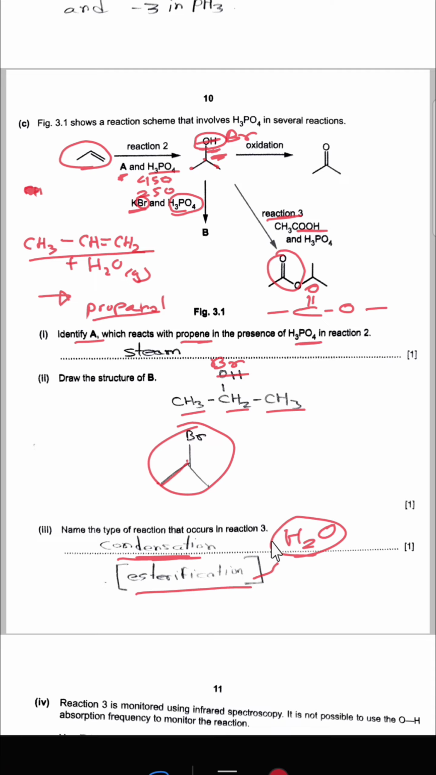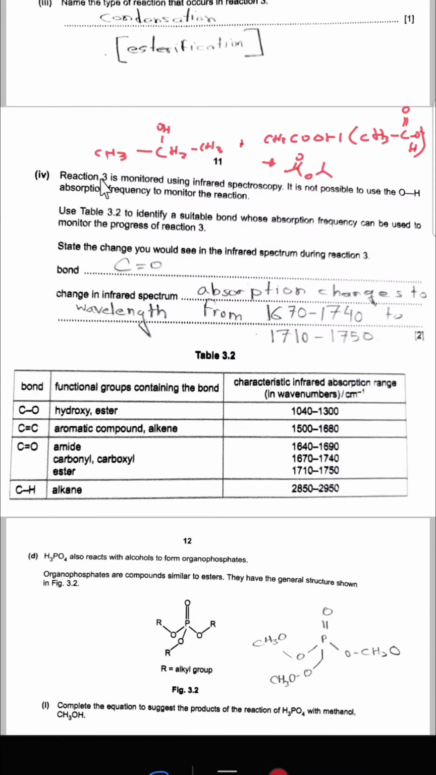Condensation reaction is a reaction in which water is formed, and hydrolysis reaction is a reaction in which water is used. Reaction 3 is monitored using infrared spectroscopy. It is not possible to use the OH group absorption frequency to monitor this reaction. If there would be an OH group to monitor, it would be easy because in the product there is no OH group, but in the reactants there is. But since we cannot use the OH group to determine that the product is formed, what can we use to detect that reaction 3 is completed?